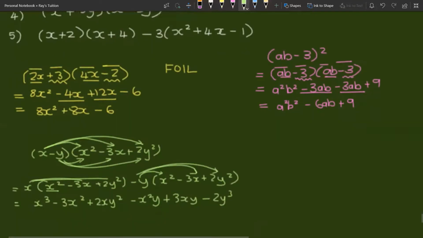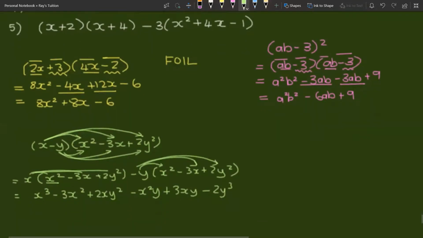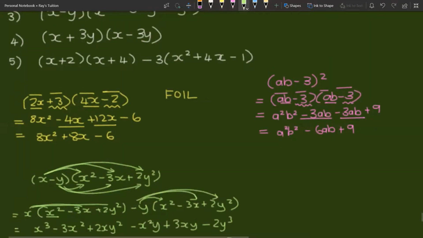The next thing is for us to look for like terms, which there aren't. So no two terms are the same. So this is the simplest our answer will get. If there are no like terms, we will not be able to simplify it any further.